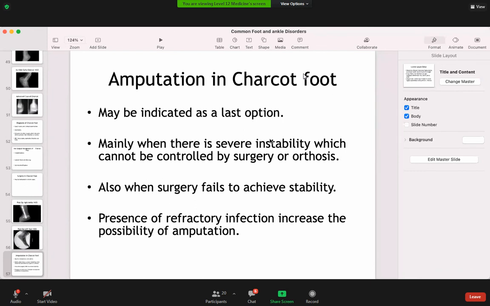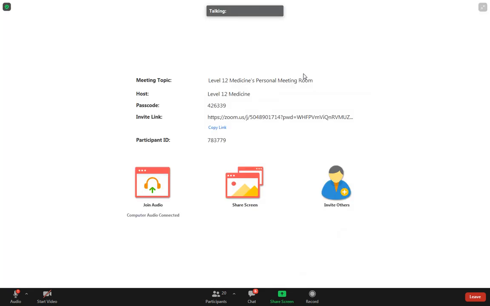Okay. Any questions about Charcot foot? Or any questions about foot and ankle in general?